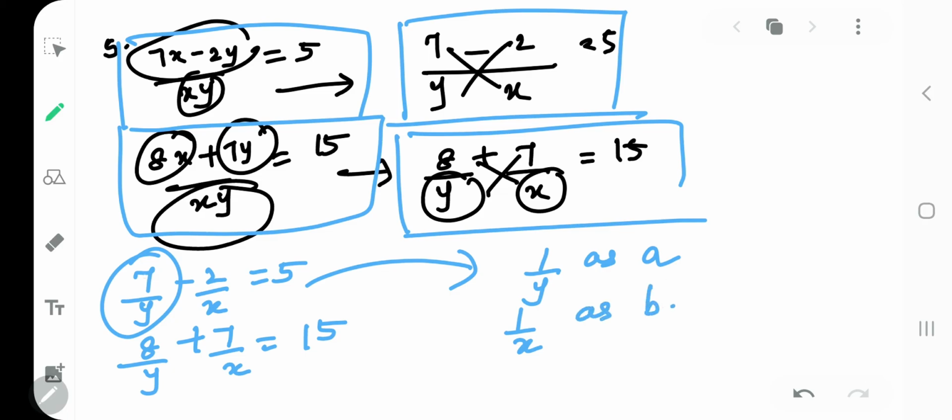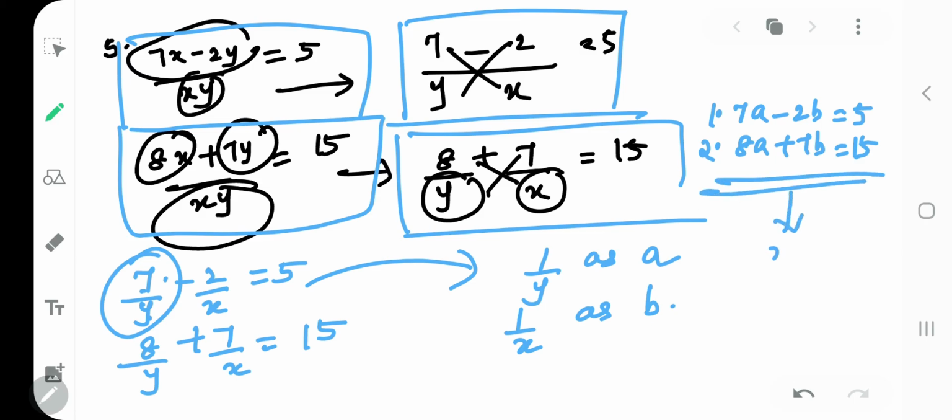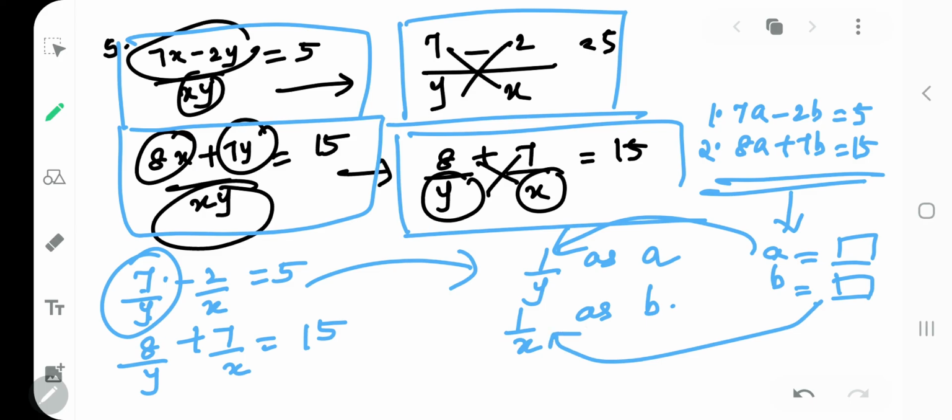Once you got that, you can put it here. Your first equation will be 7 into 1 upon y, that is 7a, minus 2b is equal to 5, and your second equation will be 8a plus 7b is equal to 15. My dear kids, you have to solve this and get the value of a and b. But still your problem is not done. You have to resubstitute that a and b as 1 upon y and 1 upon x and get the value of x and y. I hope you are getting my point very clear.